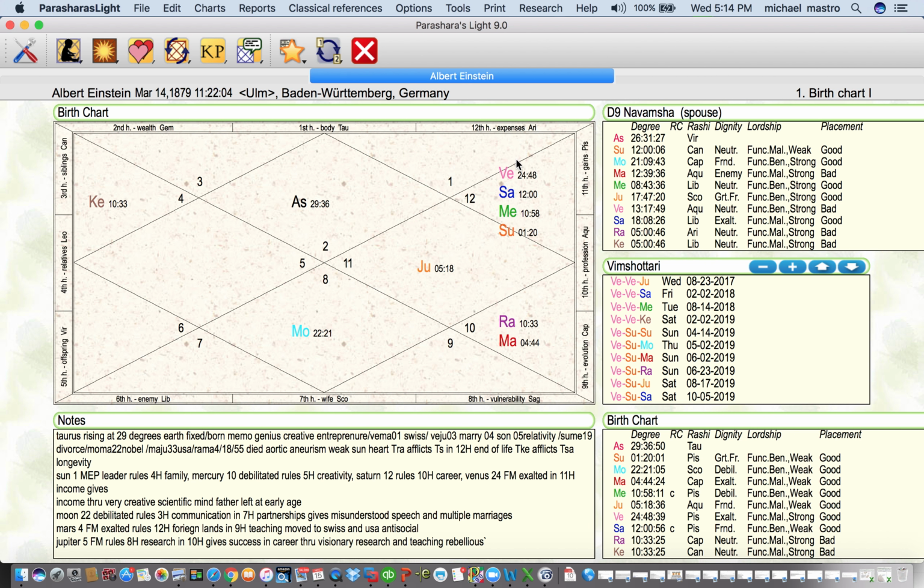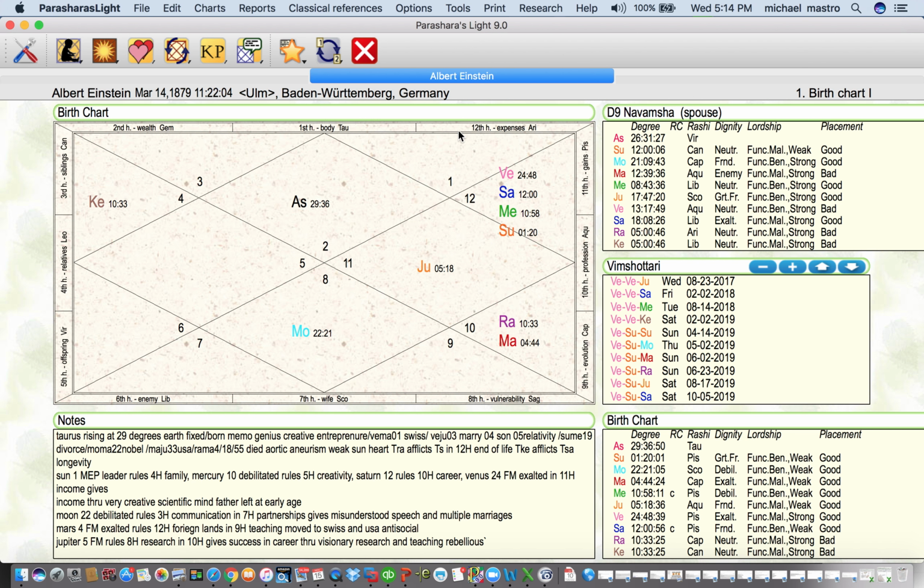So those things, the ruler of the sign that's in the 7th sign, which is Libra, which is ruled by Mercury, Mercury becomes a functional malefic. Then the 9th sign, which is Sagittarius, is ruled by Jupiter, so Jupiter becomes a functional malefic. The 1st sign, which is Aries, ruled by Mars, becomes functional malefic.